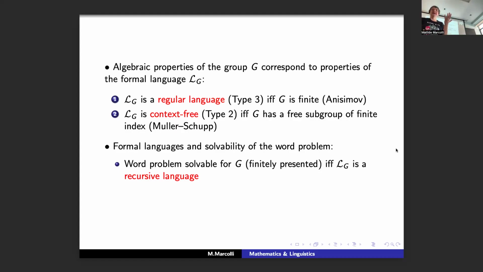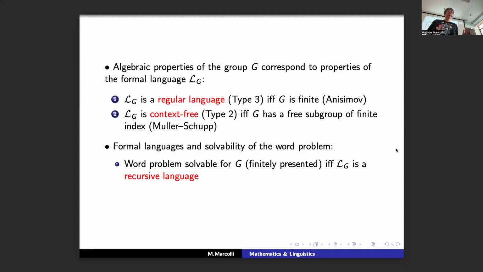Now the next step in the hierarchy, what can be computed by pushdown stack automata, is a much more subtle class. These are characterized by being those groups that have a free subgroup of finite index. Like the example I made last time of SL2(Z). That's a group that has this property.